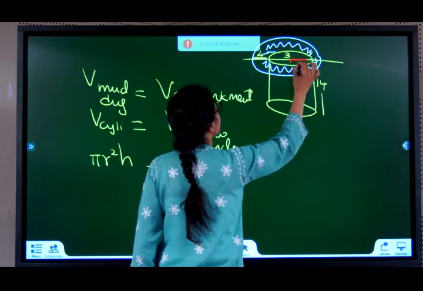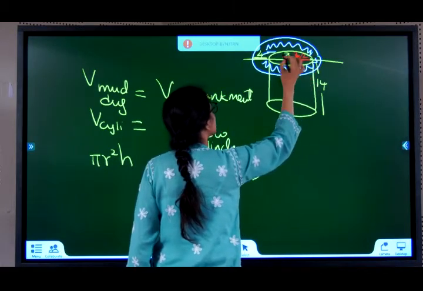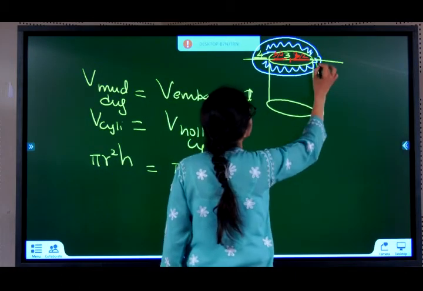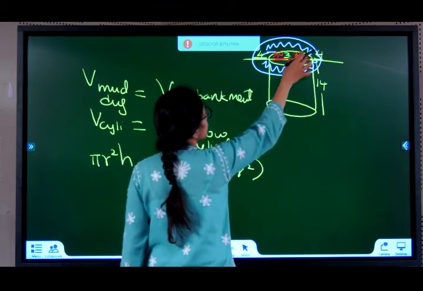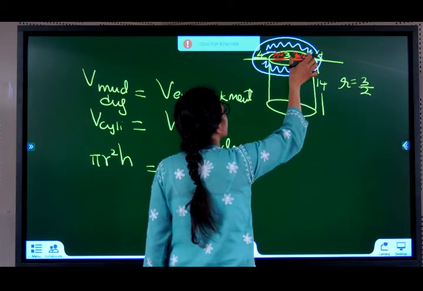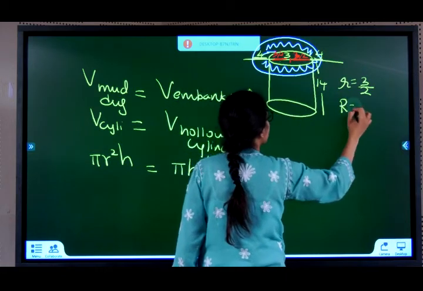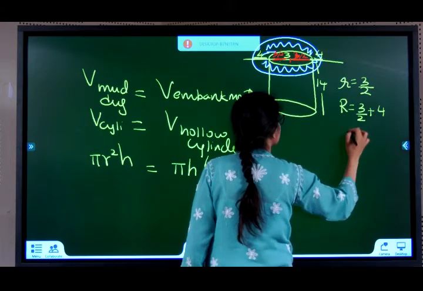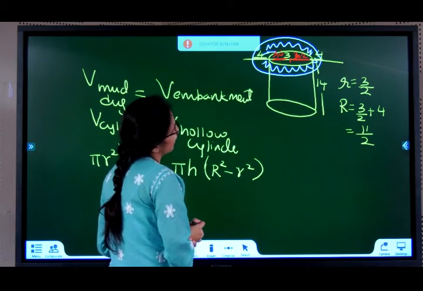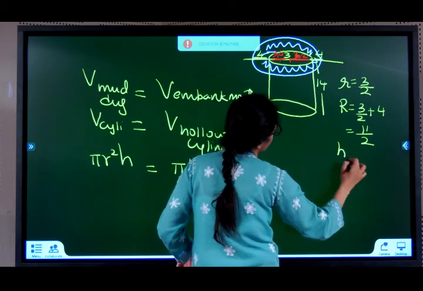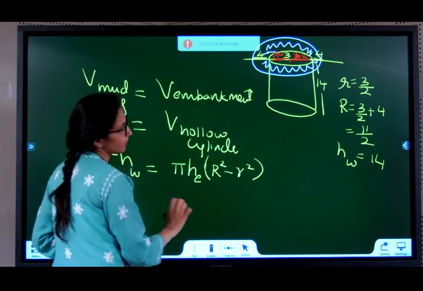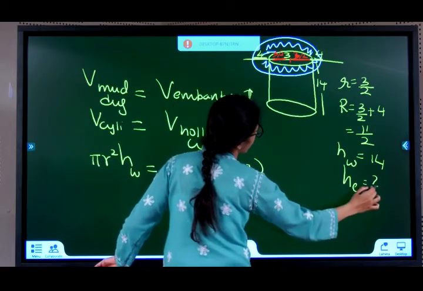r here will be 3 by 2. This is 3 by 2, this is 3 by 2. This here, this part also 4. So small radius r is nothing but 3 by 2. 3 by 2 plus 4 will be the big radius. That is nothing but 11 by 2. Take LCM, you will get 11 by 2. Height of the well 14. So this is height of well 14. This is h of embankment. We don't know. We want that. They want to find the height of the embankment.